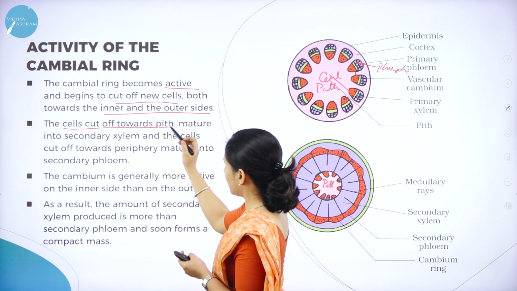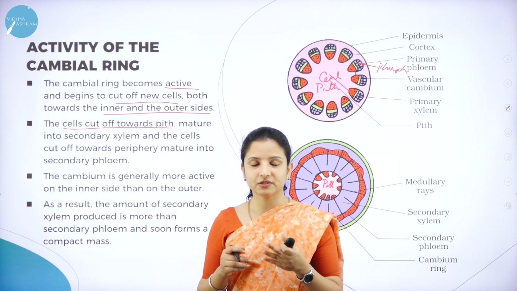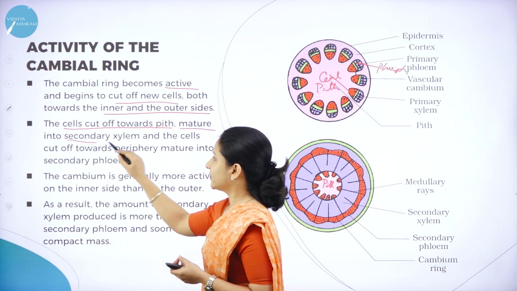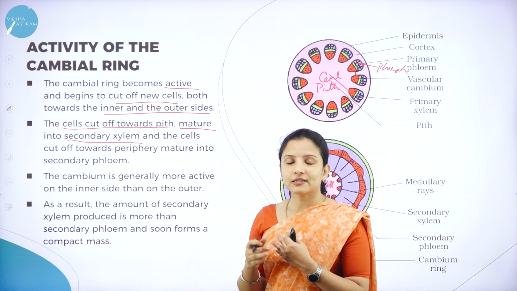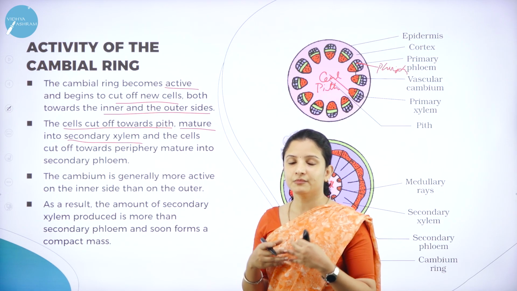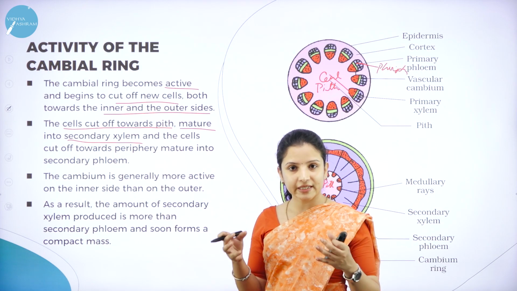So when the cells are cut off towards the pith, whatever cells are there, that is the xylem cells or the primary xylem cells, they will mature into secondary xylem. That is how the secondary growth starts. So they will mature into secondary xylem. When the secondary xylem keeps on forming, more number of cells get added.